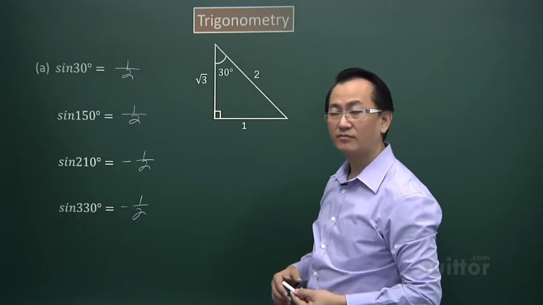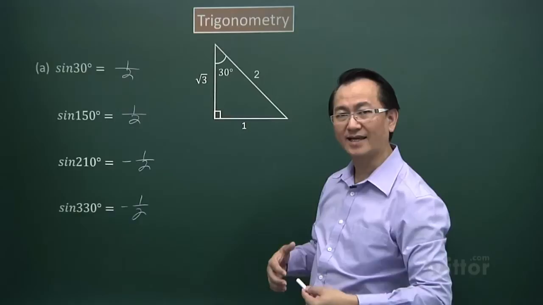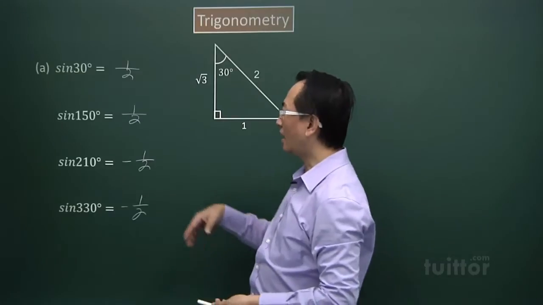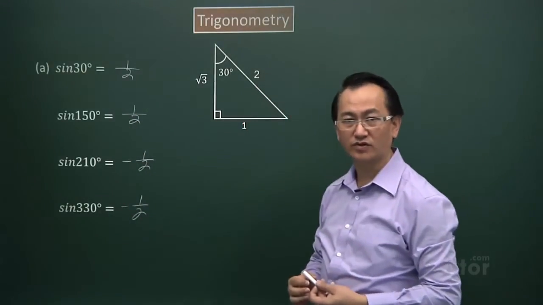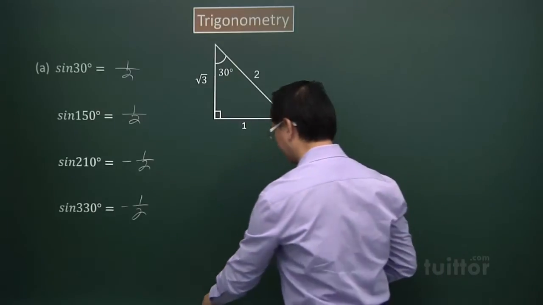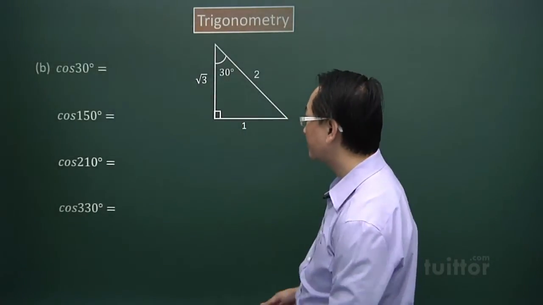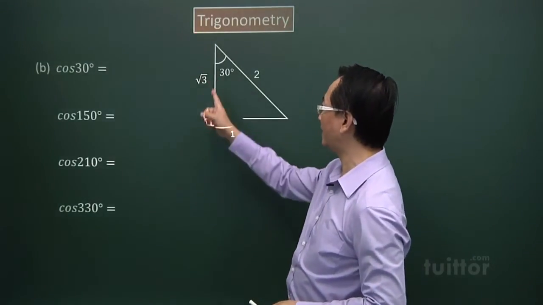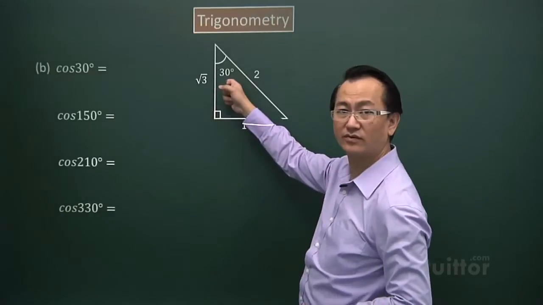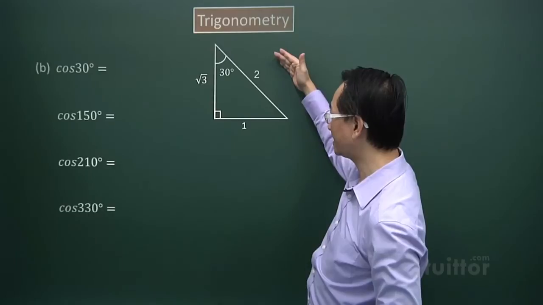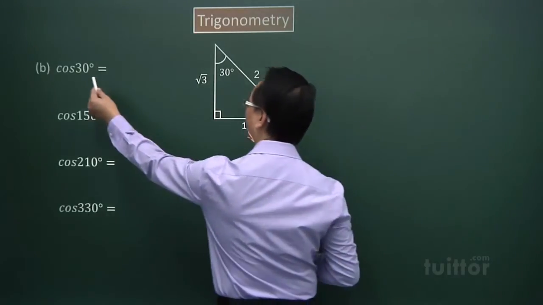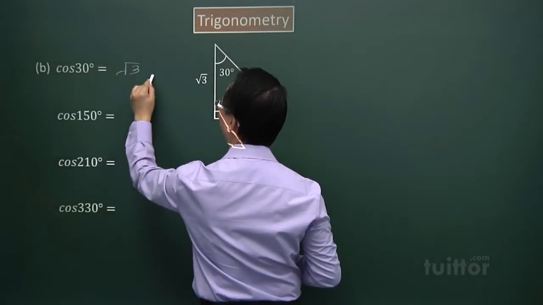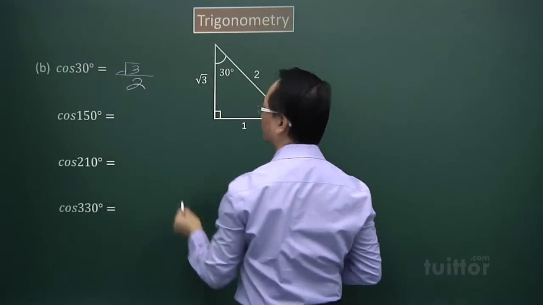So you can see, by just understanding the four quadrants, I can generate more values for the corresponding second, third, fourth quadrant angles. Now we look at cosine. Cosine, well, that is the adjacent side if I'm looking at this angle, 30 degrees, and this is the hypotenuse. So for cosine 30, I will have the adjacent side, square root 3, over the hypotenuse, 2.